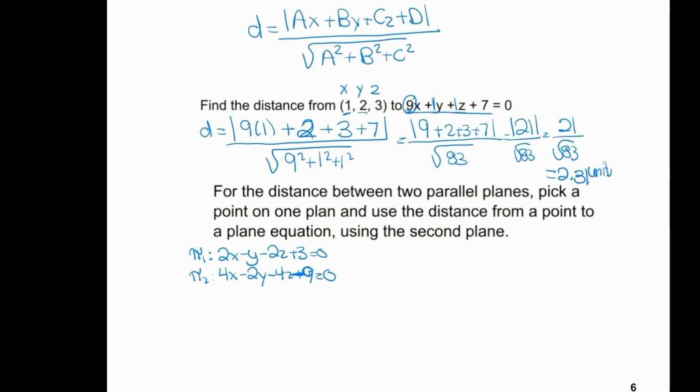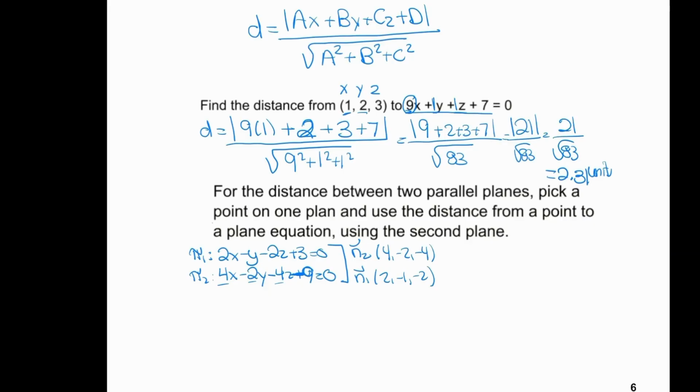Okay, so we know that they're parallel, but we know that they are because it told us in the question. But if we wanted to think about this, our n2 value of 4, -2, -4 is actually a scalar multiple of our n1 value of 2, -1, -2. So that proves that they're parallel, but we already knew because it said it in the question.